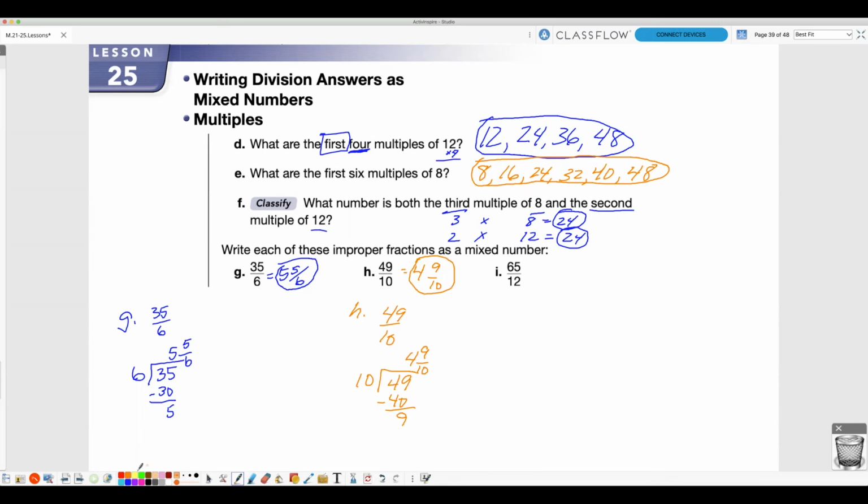And then do letter I. 65 twelfths is the same as 65 divided by 12. 12 will go into 65, guess and check, 5 times. 5 times 12 is 60. Subtract that, it'd be 5 left. 5 is the numerator. The denominator is 12. Those are reduced fractions. You can't reduce those any further, so that would be the best answer. This would be 5 and 5/12.